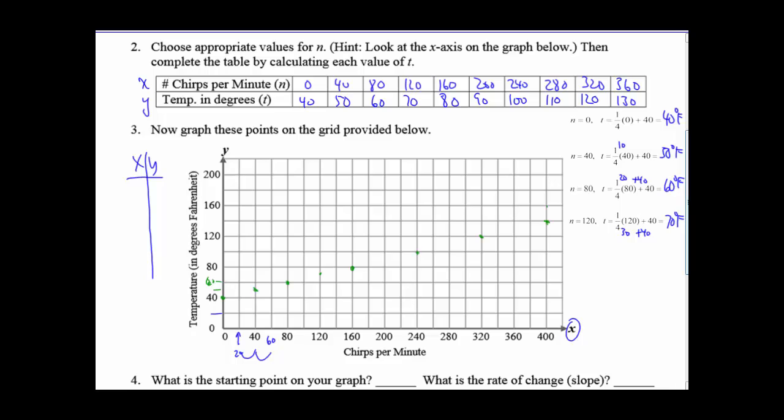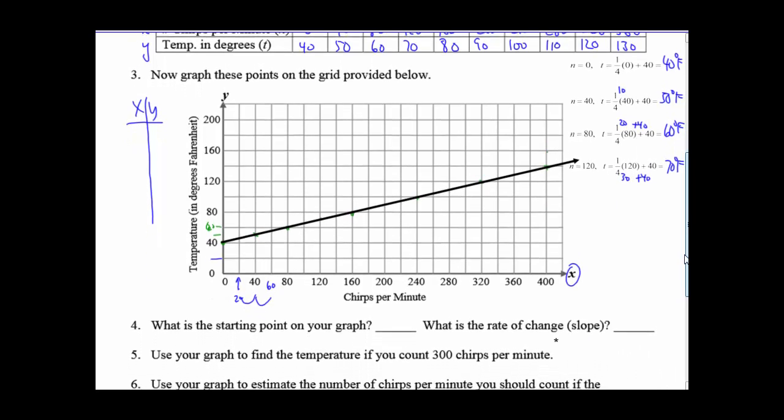Okay. If we connect the dots with a handy dandy line, starting at 40, we're going to go all the way outside of the graph, because the chirps per minute could go on, and we get this graph of the function here. So answering the questions that we have.